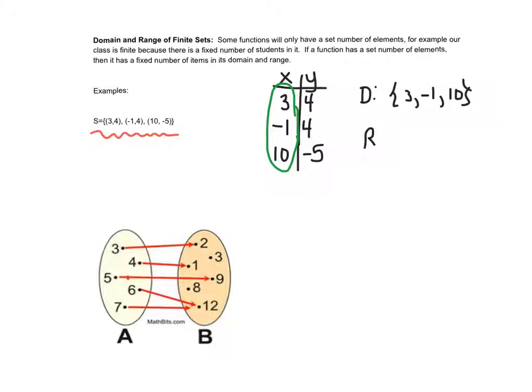Same idea for the range. The range is just going to be the y values. Now in this case we have a repeated y value. We generally don't write that twice. So we have 4 and -5 for our range. If you want to put them in ascending or descending order, that's fine. It doesn't really matter.